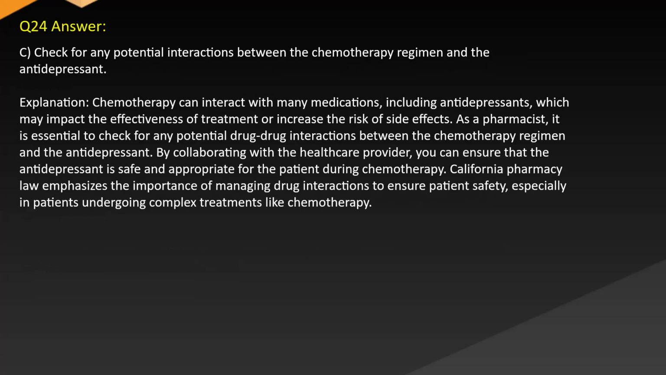Answer. C. Check for any potential interactions between the chemotherapy regimen and the antidepressant. Explanation. Chemotherapy can interact with many medications, including antidepressants, which may impact the effectiveness of treatment or increase the risk of side effects. As the pharmacist, it is essential to check for any potential drug-drug interactions between the chemotherapy regimen and the antidepressant. By collaborating with the healthcare provider, you can ensure that the antidepressant is safe and appropriate for the patient during chemotherapy. California pharmacy law emphasizes the importance of managing drug interactions to ensure patient safety, especially in patients undergoing complex treatments like chemotherapy.